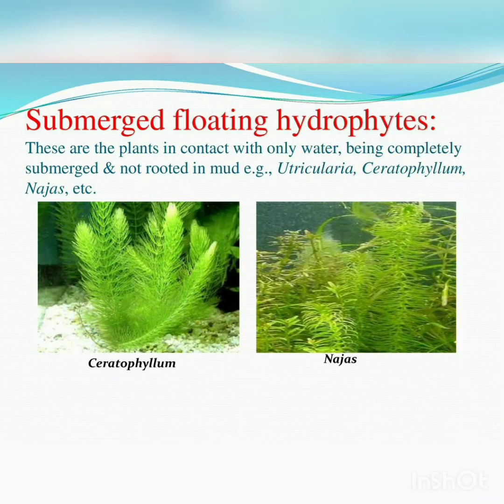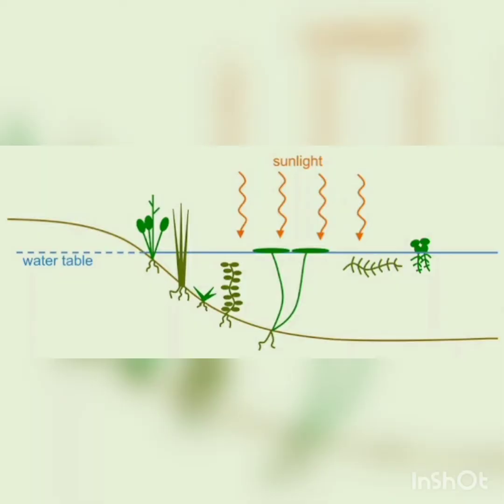The third type of hydrophytes are submerged floating hydrophytes. These hydrophytes are underwater, that means they are submerged under water, but they are floating. Their roots are not attached to the soil. So the first one was they were above the water and floating in water. Here in this one, they are underwater and they are floating. So they are submerged floating hydrophytes.